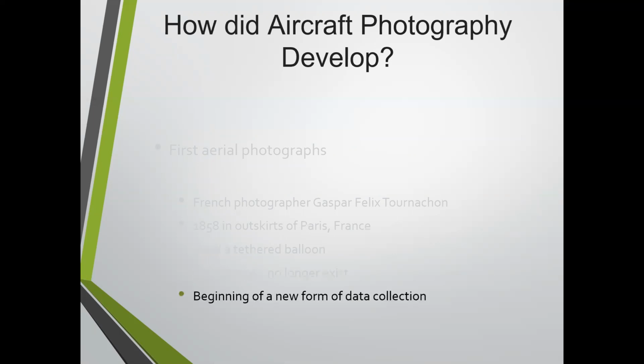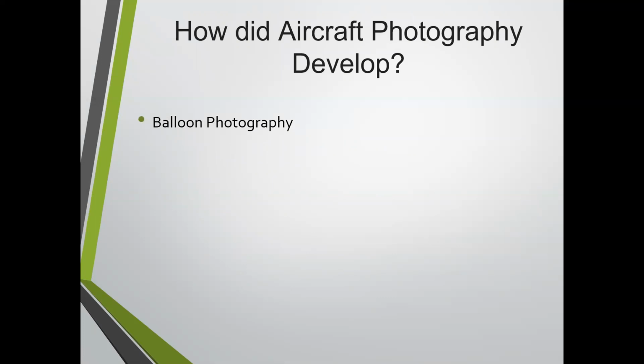But that was the beginning of a new form of data collection. So it kind of proved that the idea worked. And then you had balloon photography. There were some things about it. Also, in the 1860 era, a photographer took photographs of Boston. He took some pretty good pictures. It's pretty interesting. I'll show you here in a minute. I think his name was James Black.